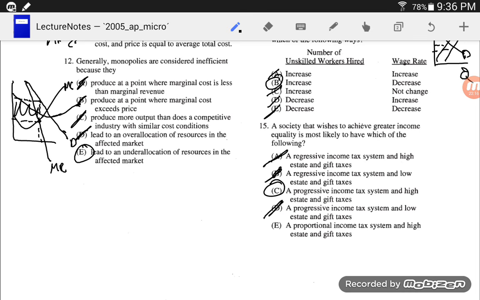The progressive income tax is good, but the low estate and gift taxes would allow, again, family wealth to be passed on, and that's not going to achieve greater income equality. And a proportional income tax system, that's not going to be as effective as that progressive income tax system.